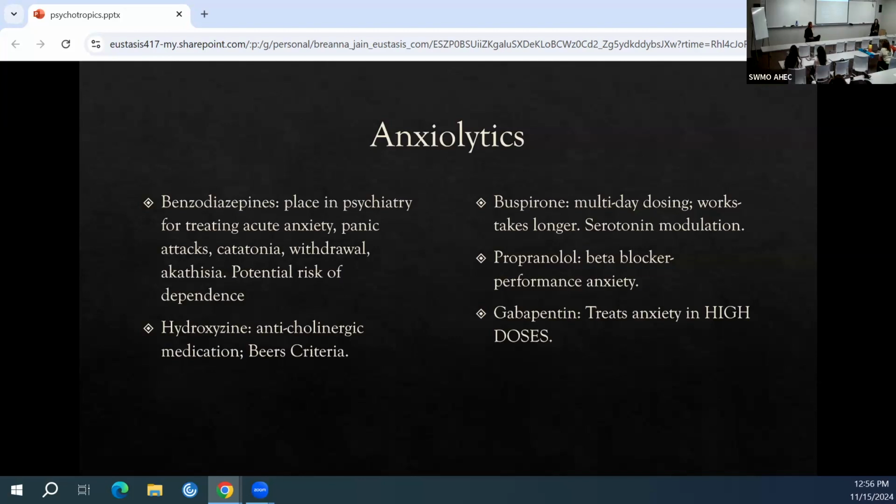And your safest benzodiazepines from a liver standpoint, remember this acronym LOT: lorazepam, oxazepam, temazepam. So if you have a patient with alcohol use and highly elevated liver enzymes, lorazepam, oxazepam, temazepam, those are your safest options.